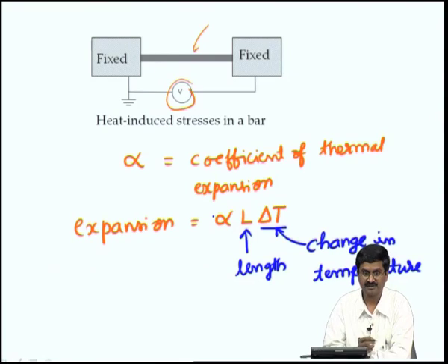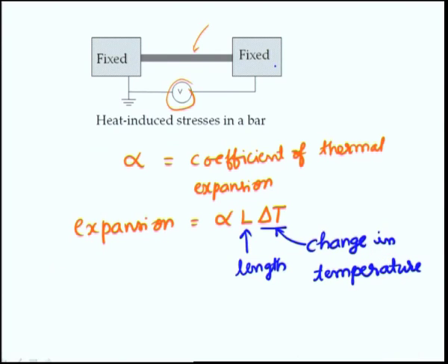So, this interconnect wants to expand, but it is fixed at both the ends. So, it is not allowed to expand. So, what would happen? It would develop a stress, because it is not allowed to move, it will develop a stress, and that stress we can call a residual stress that is there because it is heated. As long as it is hot, that stress will remain there. How much is the stress?